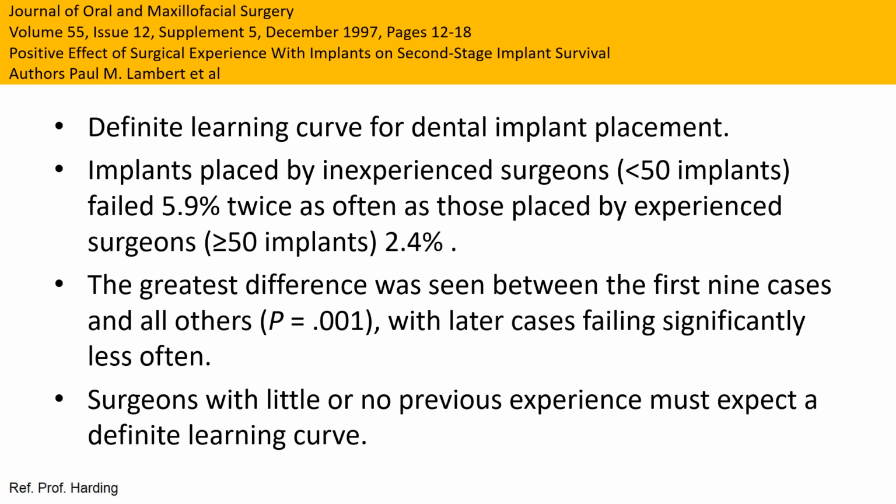So there's a definite learning curve for dental implant placement. Implants placed by inexperienced surgeons, those are considered to be surgeons who placed less than 50 implants, failed at 5.9%. That was twice as often as those placed by experienced surgeons, which is greater than 50 implants, and they were down to 2.4%. So the greatest difference was seen between the first 9 cases and all the others, with later cases failing significantly less. So the more implants you place past your first 10 to 9 implants, the greater your success rate.